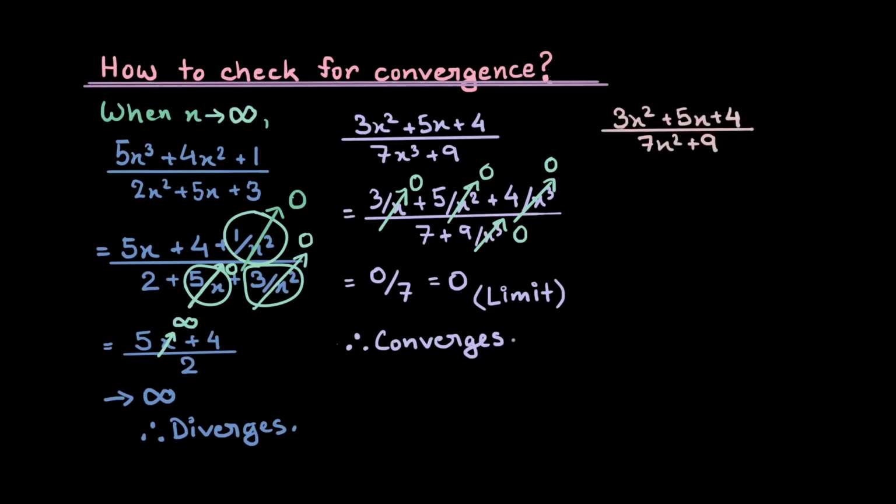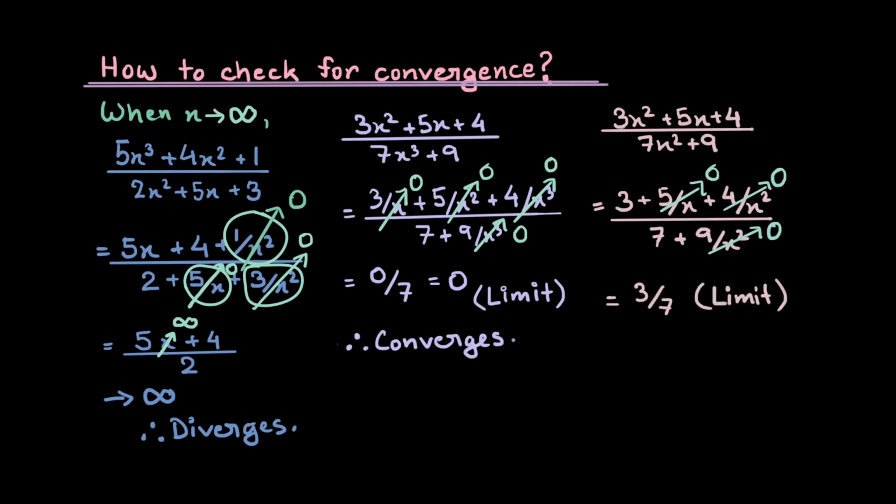Now we'll take a look at the third example. In this third example, the highest power of x, x squared, belongs both in the numerator and in the denominator. So if we divide the whole thing by x squared and then remove the fractions approaching 0, you have 3 by 7, which is not 0, but 3 by 7 is a constant value. It is a limit.